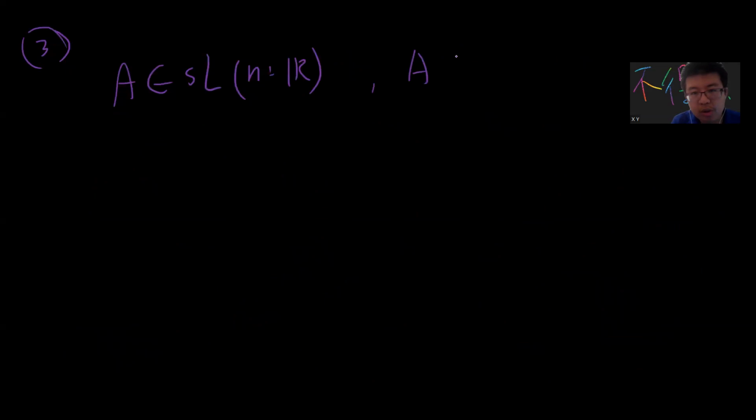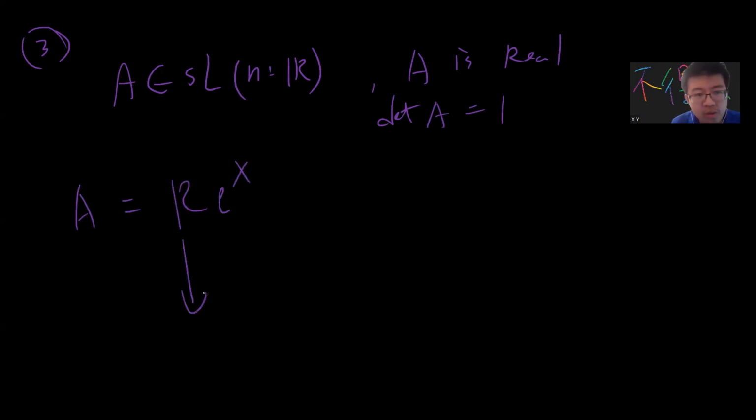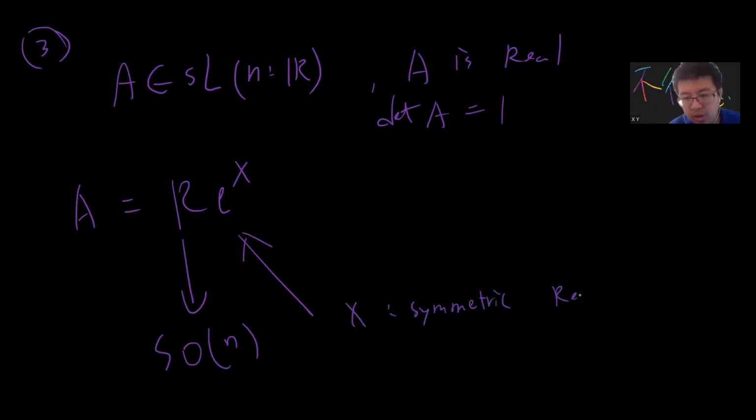Okay, the third one is that if A is in the special linear group over the reals, so basically A is real and the determinant of A is also 1, then A can be written as R exponential X, where R comes from the special orthogonal group, SO(n), the real part of the special unitary group. Then exponential X must be the same: X is symmetric and real, and trace X is 0. This proof just combines the first and second ones.